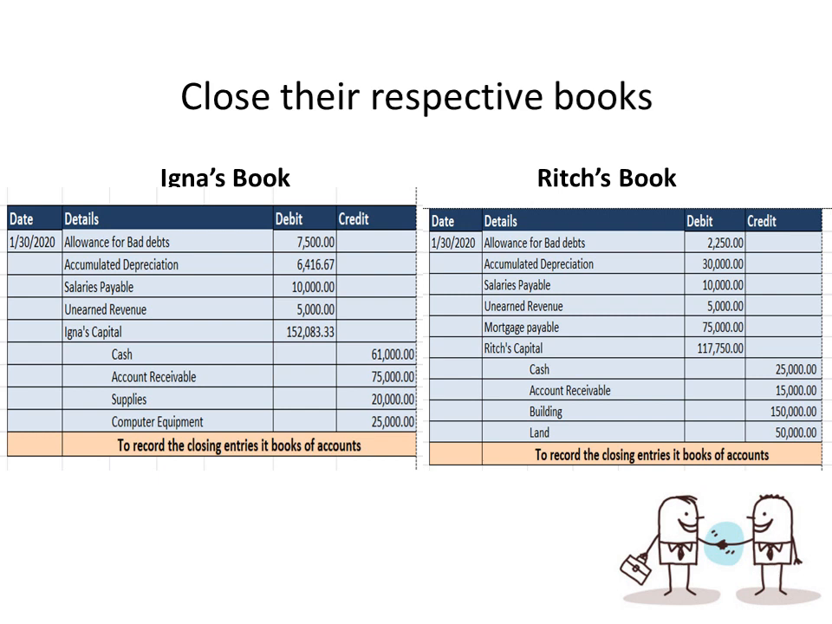Okay? So for Rich's book, we have allowance for bad debt, 2,250. Accumulated depreciation, 30,000. Salaries payable, 10,000. Unearned revenue, 5,000. Mortgage payable, 75,000. And Rich capital, 117,750. We credit cash, 25,000. Accounts receivable, 15,000. Building, 150,000. And land, 50,000. Okay, so if you would post that on each of its T account, you will see that all the accounts now are zero balance.